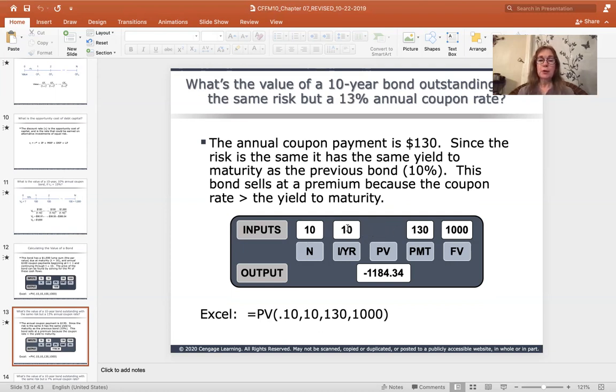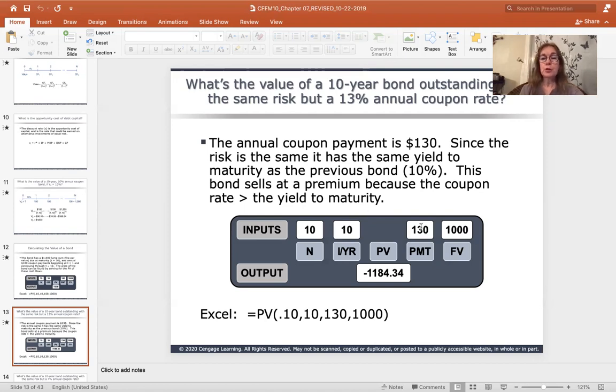So this is the way you set the problem up. First you have to calculate the payment, and the payment is going to be the $1,000 par value times the coupon rate. So $1,000 times 13% is $130. So the payment's $130. The future value is the par value of $1,000. It's a 10-year bond, and the current interest rate is 10% right here. That's called the yield to maturity.